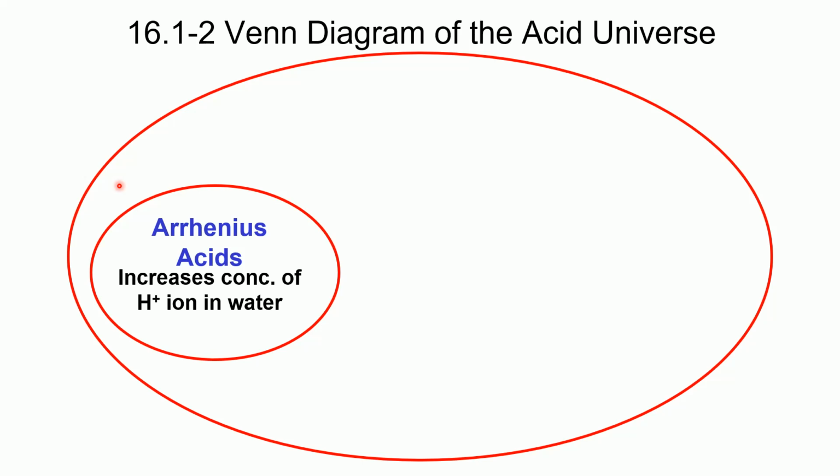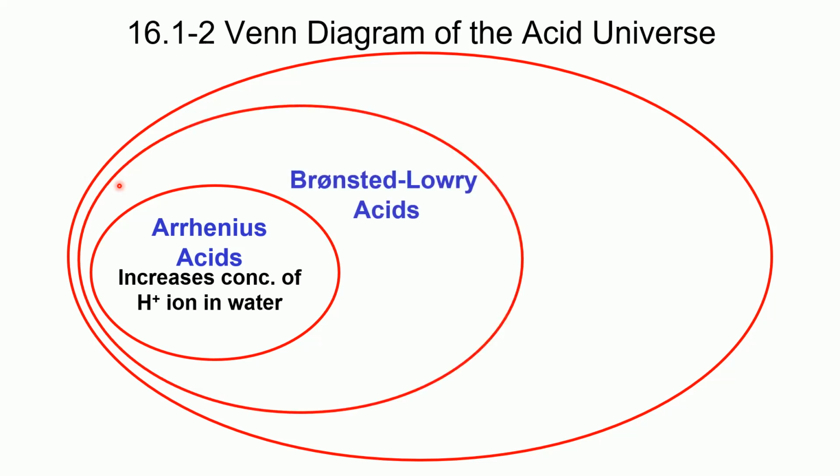Now, there is a bigger category of acids that we like to use that is called Bronsted-Lowry acids. It gets rid of the need to have water in the definition. Bronsted-Lowry acids are simply things that donate H plus to other things. We will find things that we wouldn't normally think of as acids fit into the Bronsted-Lowry acid definition.